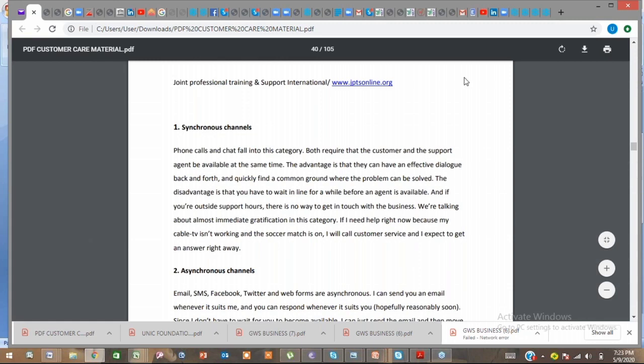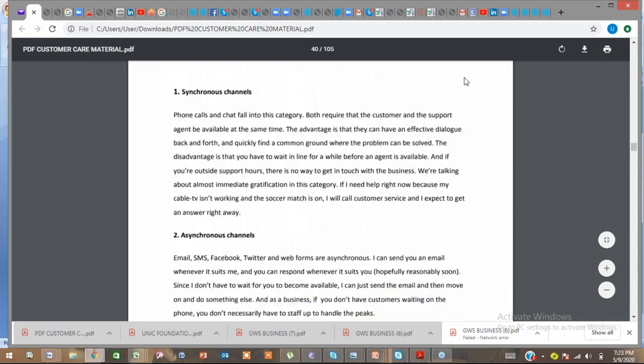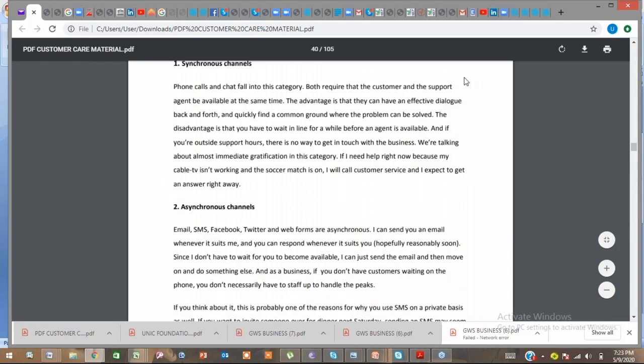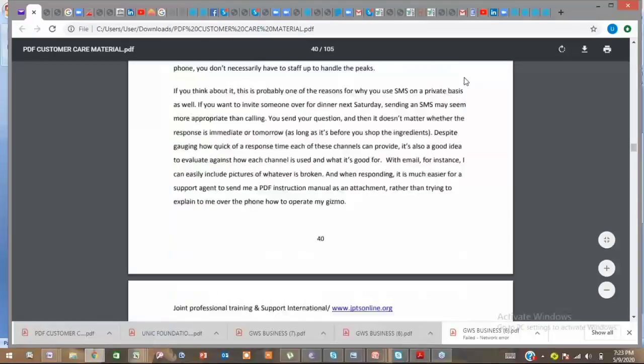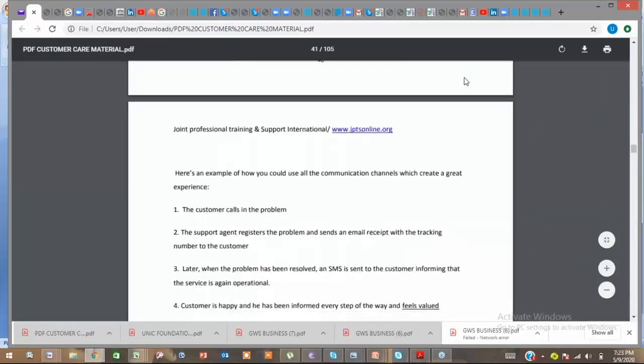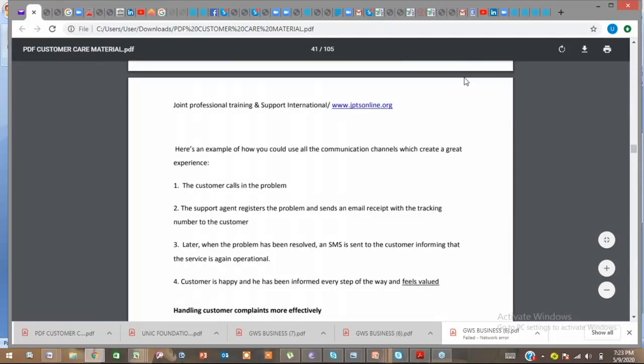We have email, SMS, Facebook. These are asynchronous channels. So a customer care is not just someone who stands to speak directly face to face to a customer, but also uses synchronous and asynchronous channels to communicate with customers. I'm talking about customers, both internal and external. So we should be able to know the difference between synchronous and asynchronous channels.